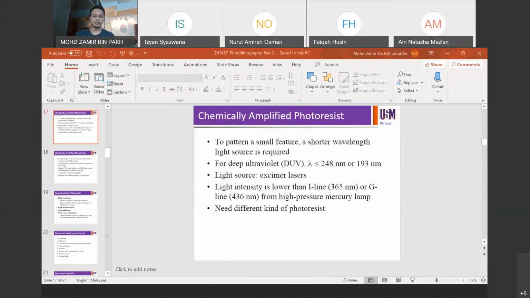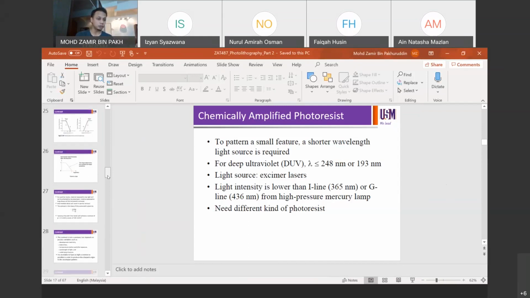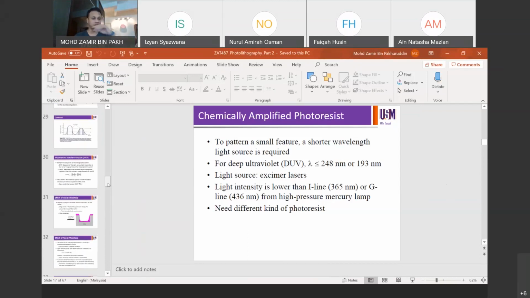All right, can you see the slides? Okay, good. So yesterday I posted a 30-minute video about some slides on this topic, covering from chemically amplified photoresist until the modulation transfer function.